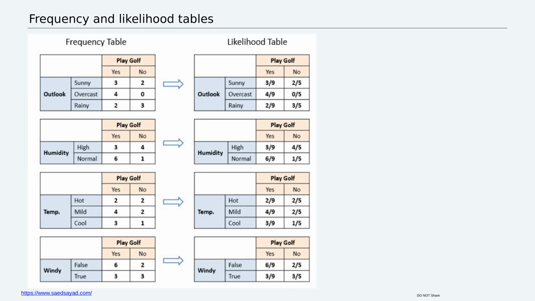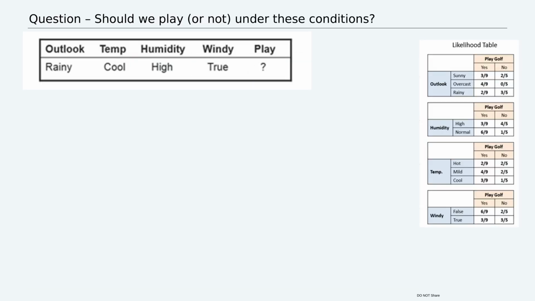These tables convert counts to likelihoods by dividing each column by its column total. For example, sunny is 3 out of 9 for yes and 2 out of 5 for no. Repeat for humidity, temperature, and wind to get probabilities. Now to answer the question, should we play or not on a rainy day with cool temps and high humidity and windy? What would naive Bayes recommend given these conditions? Using naive Bayes, we multiply feature likelihoods and the class prior for both yes and no. For rainy, cool, high humidity, and windy, the calculated probability for no is higher than for yes, so we predict do not play golf under these conditions.